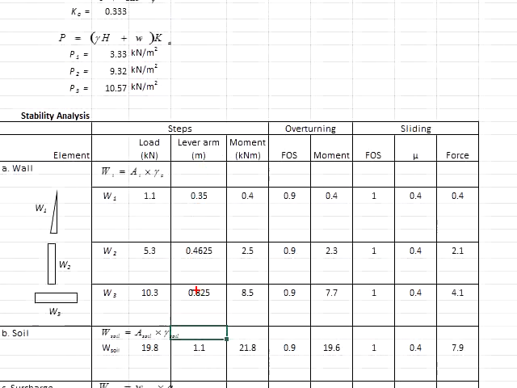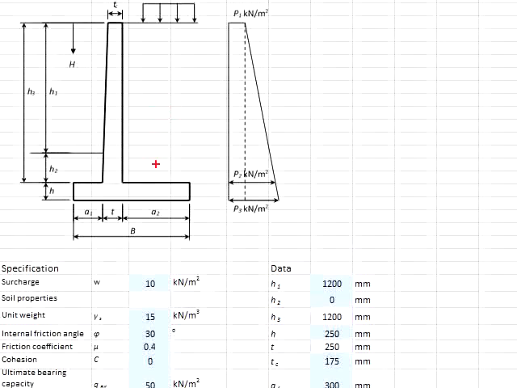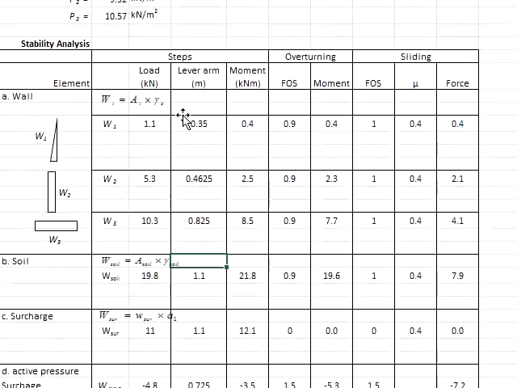This gives us the loads due to the soil. Then the lever arm is determined by the distance from the centroid of the soil to the overturning point here. With that, the moment is obtained.